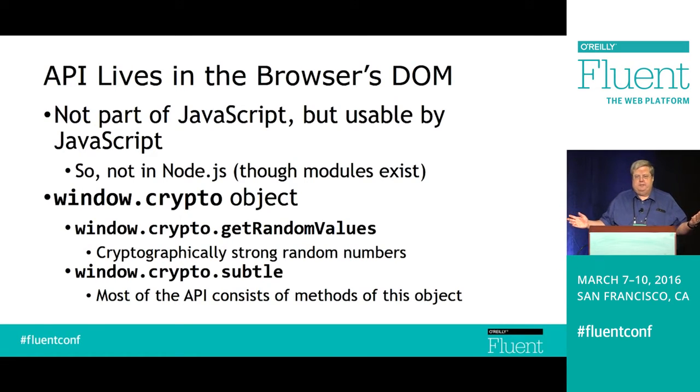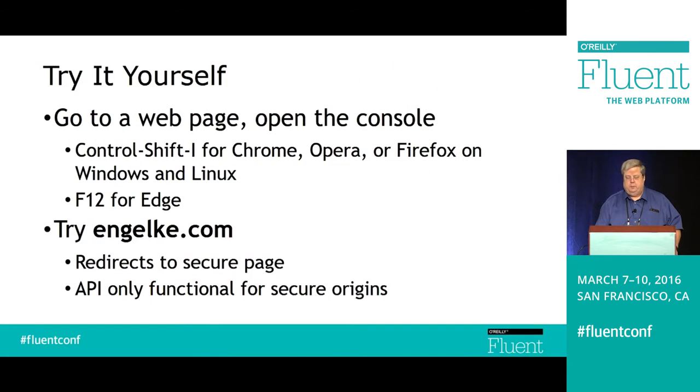That's not terribly exciting. All of the really exciting stuff lives in an object called window.crypto.subtle. That's where the methods are that we're really going to use today. So we're going to take a minute to actually go into the console.